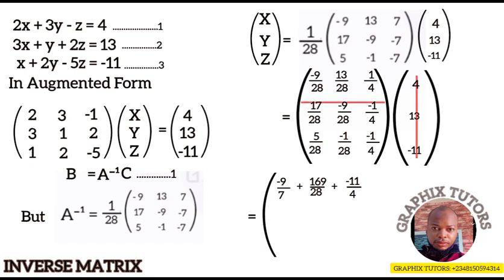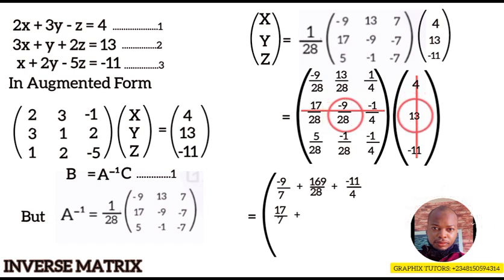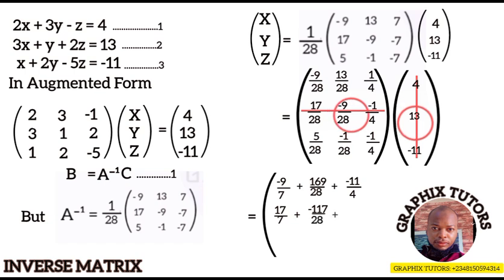Now you go for the second row. We'll have 17 over 28 times 4. The 4 will cancel into the 28, and we'll have 17 over 7. Minus 9 over 28 times 13 gives minus 117 over 28. Minus 7 over 28 times minus 11, that is minus 1 over 4 times minus 11, will give us plus 11 over 4. Are we there?